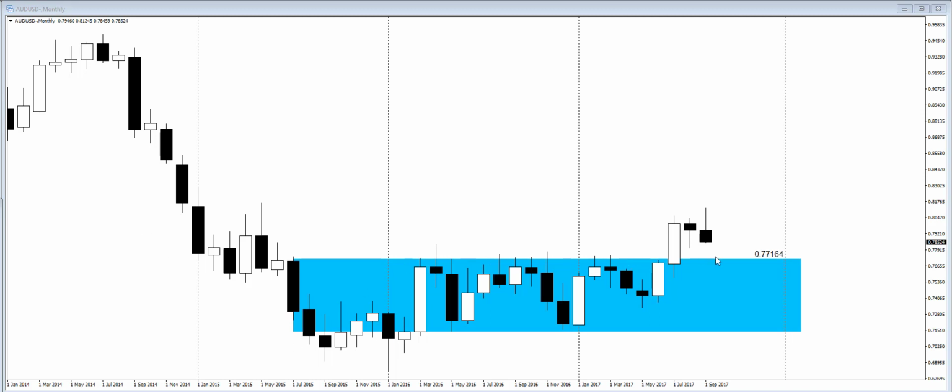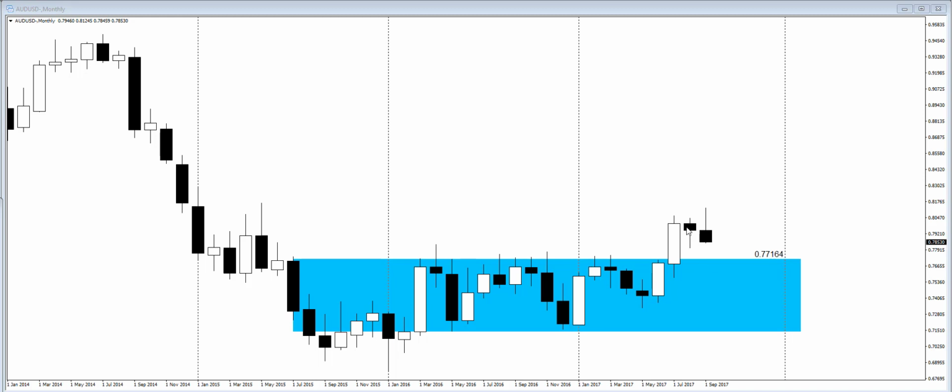Let's start off with the monthly chart. The way I see it, we have the Aussie dollar breaking out of the prolonged range, as you can see from the blue box here where I've written. After breaking it in the month of July, we have prices trying to push up in August and September.